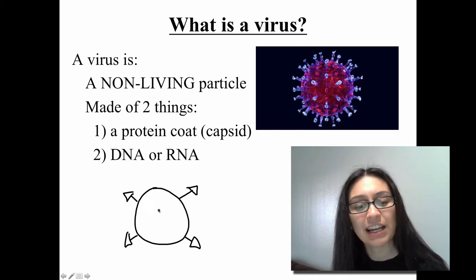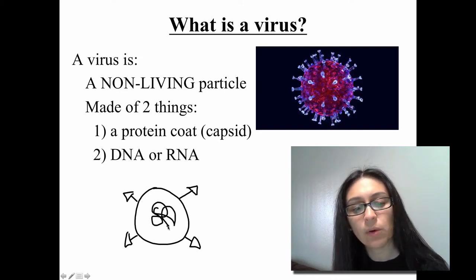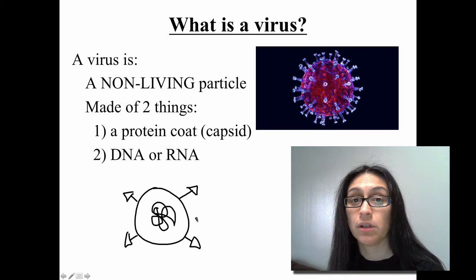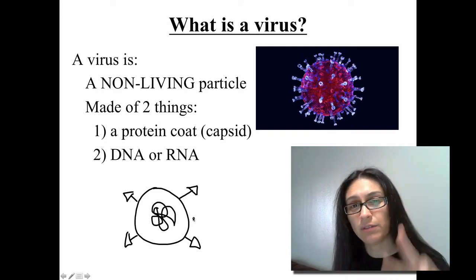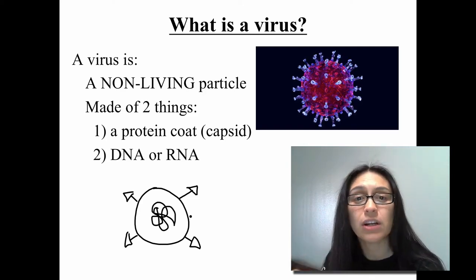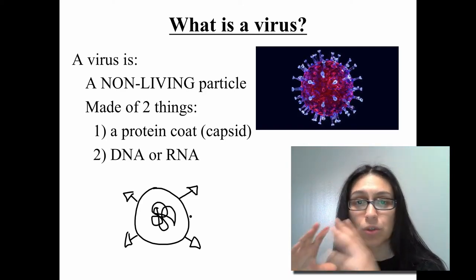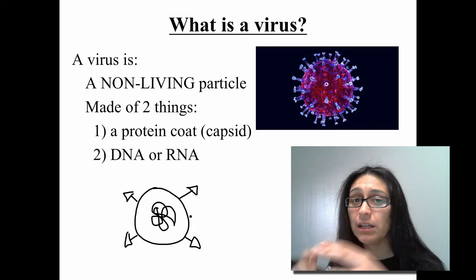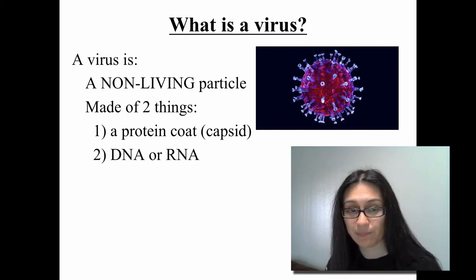And then on the inside, it has either DNA or RNA, never both. Okay? So those are the two parts of a virus. That is all a virus is. As deadly as these things are, that's how simple they are. Two parts: protein coat on the outside, DNA or RNA on the inside.